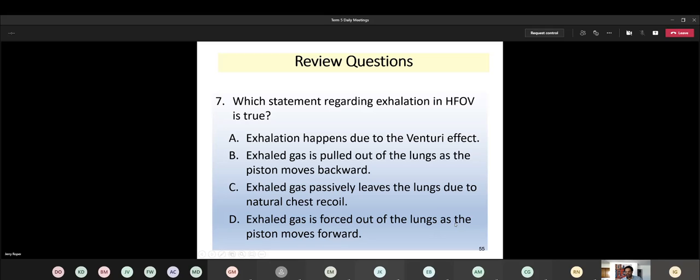Now, which one of these is the true statement? Three of these are definitely false, but which one looks to be true?